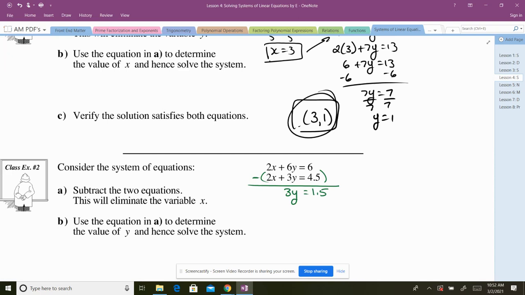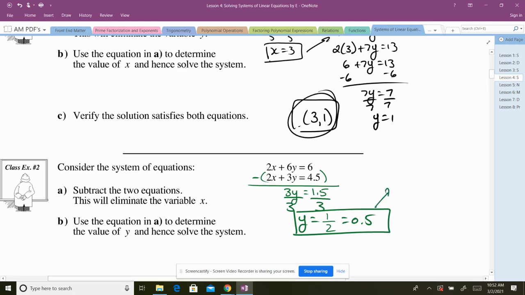You divide by 3 now? What's 1.5 divided by 3? 1/2 or 0.5. Okay, now that we have our y value, how do I get my x value? Plug it in. Does it matter which one you plug it into? No. So I'm just going to do the top one.